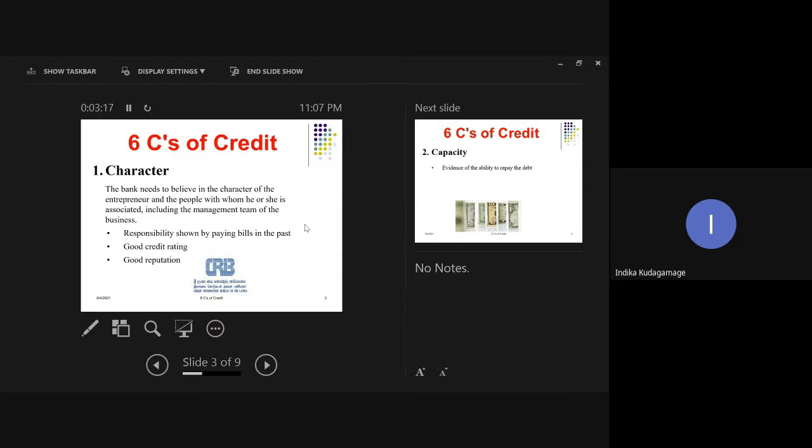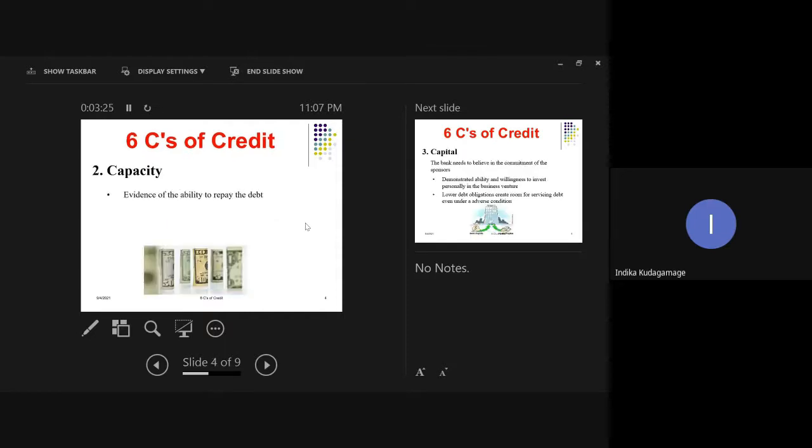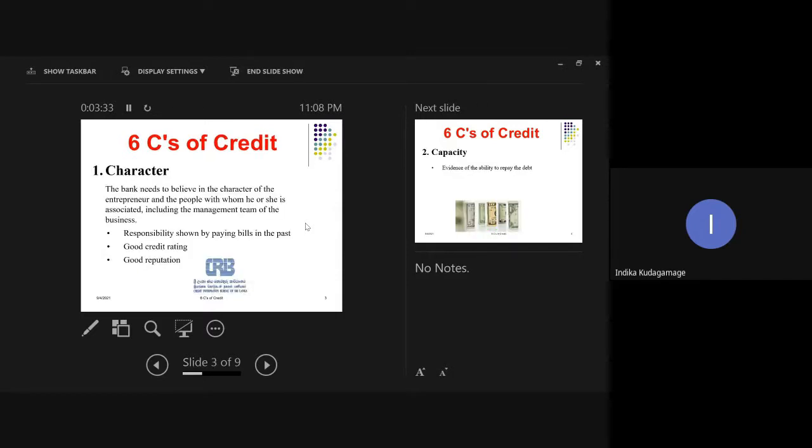But you need to consider other things. Who are the directors? With whom are they dealing? Are they punctual? Are they treating their staff well? All those things comprise the character. Financial character is only one part.